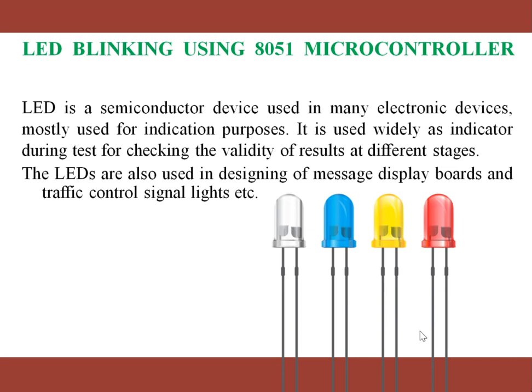Now that we have discussed all these things, let's talk about the program. We'll see the usage of for loops and the syntax also. Let's quickly discuss one short program in which LED blinking is done using the 8051 microcontroller. An LED is a light emitting diode. We interface the microcontroller with the LEDs, and it is basically used as an indicator. In many electronic devices, it is used for indication. LEDs are also used in message display boards and traffic control signal lights. They come in various colors: red, green, blue, yellow.